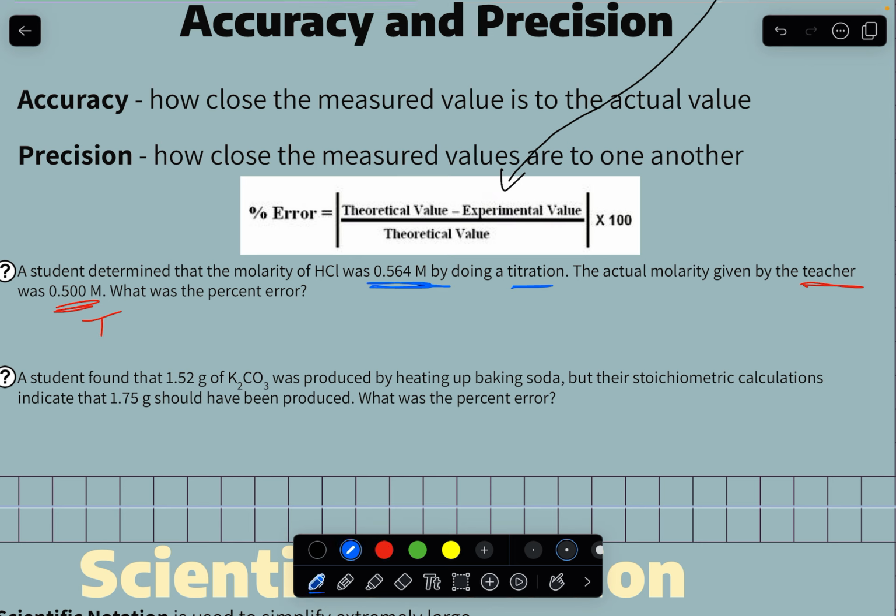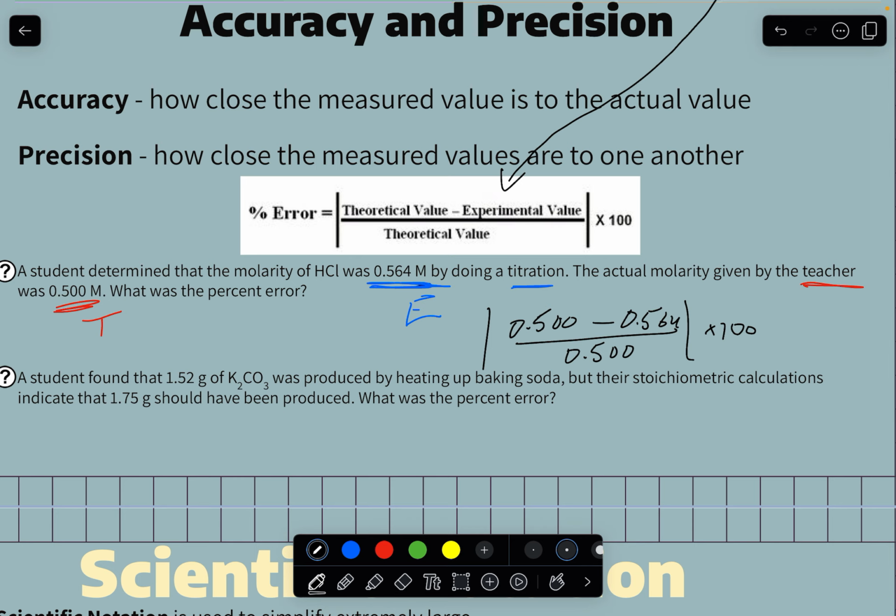The number you got by doing a titration, that's what you got in the lab. That's an experimental number. So we're going to follow this equation. We have the absolute value of our theoretical, 0.500, minus the experimental, 0.564, divided by the theoretical, 0.500, absolute value of that, times 100. Okay.